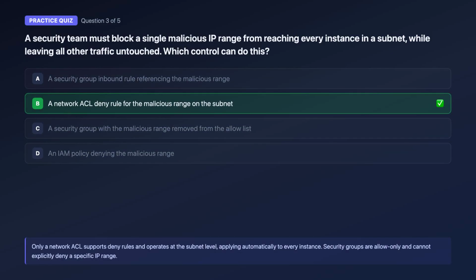This one is B. Only a network ACL supports deny rules, and it works at the subnet level so it covers every instance automatically. Security groups are allow only, so you can never use one to block a specific bad IP. Block an IP, think network ACL.